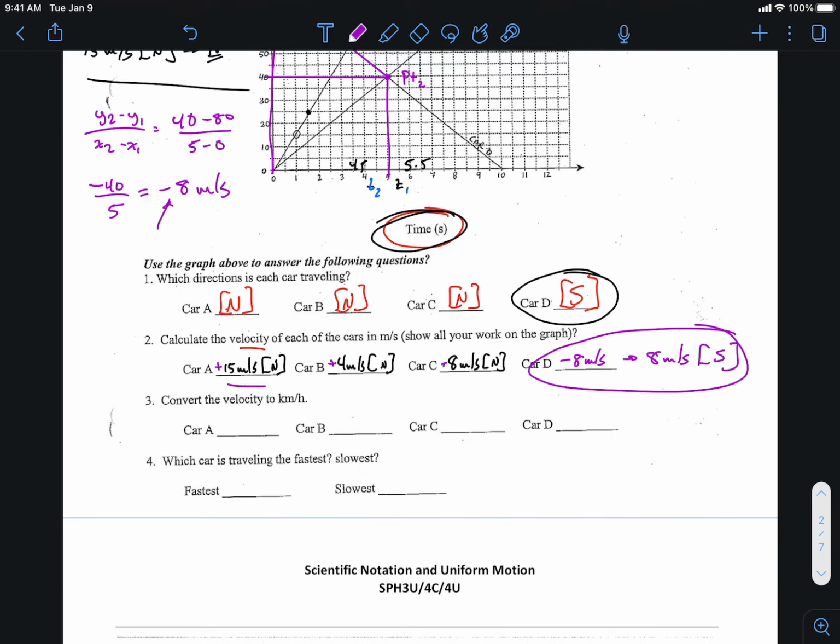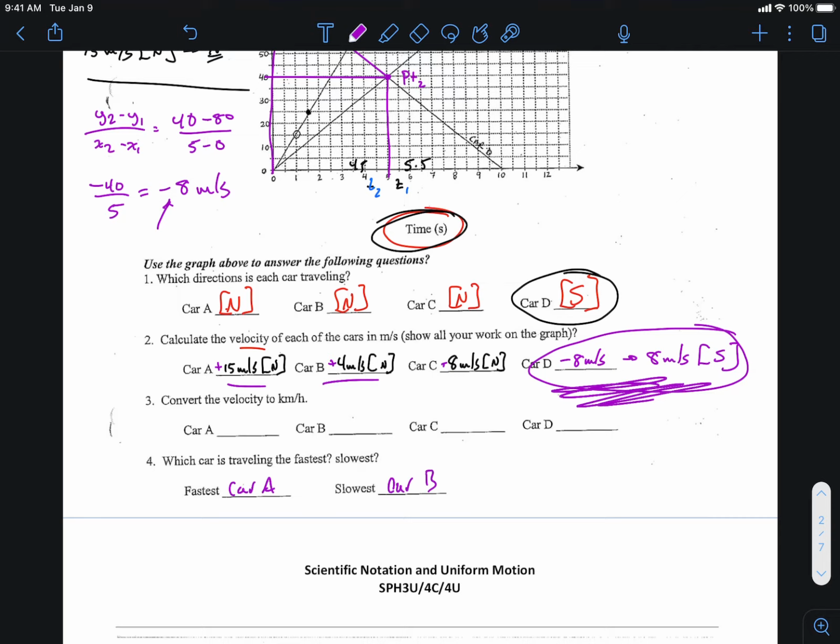We can see which car is traveling the fastest and which one's traveling the slowest. We can see that car A is traveling the fastest, and the slowest one, well, that looks like car B. Don't be fooled by the fact that this is negative, so it must be traveling the slowest. No, it's traveling the exact same speed as car C. It's just going in the opposite direction.